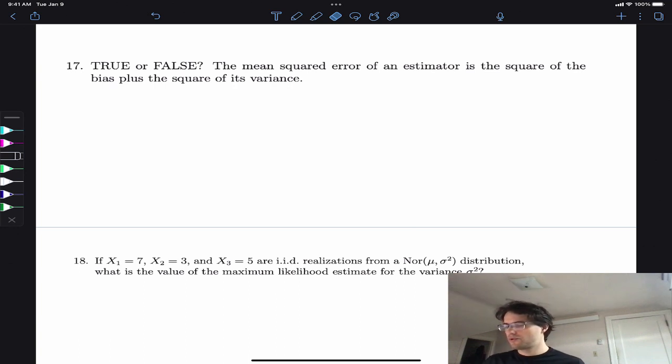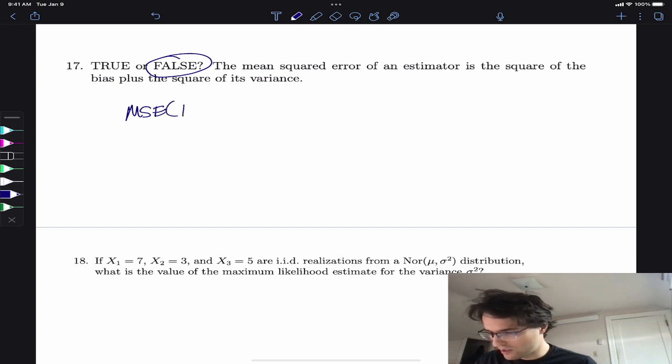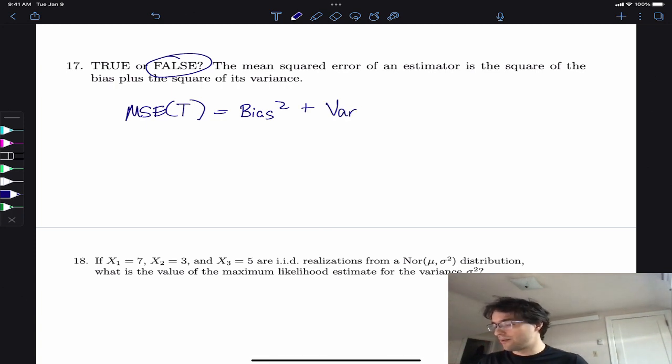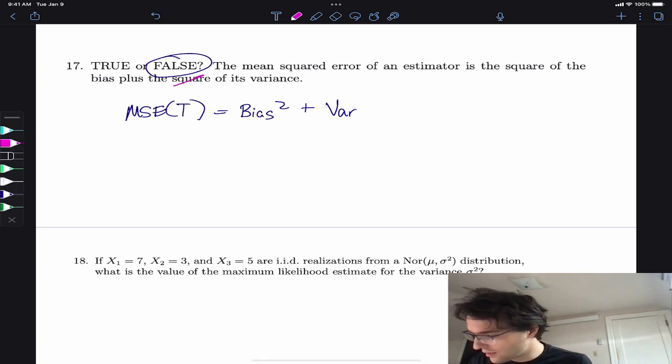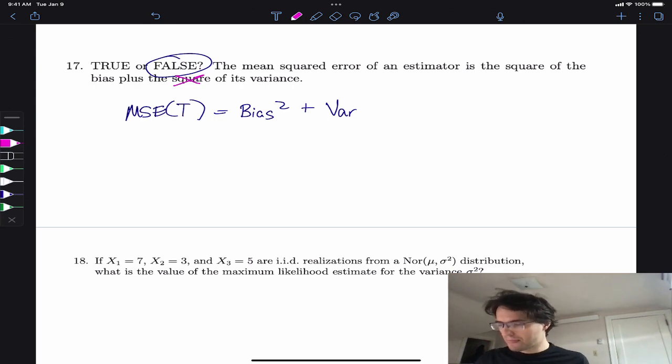Question 17. True or false? The mean squared error of an estimator is the square of the bias plus the square of its variance. This is a pretty straightforward one. It's false. Why is it false? The mean squared error of an estimator is equal to the bias squared plus just the variance, but we don't actually square the variance. So the reason this is false is because of the word square in it. All right, moving on.